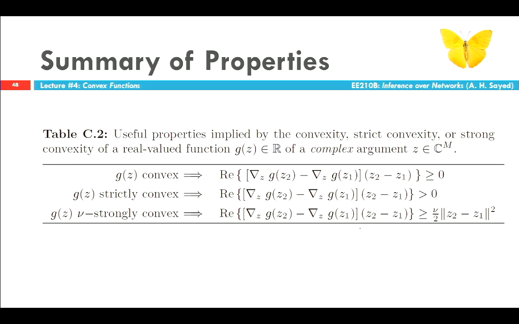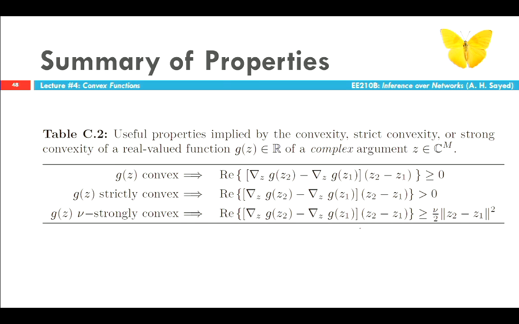Now, when I'm dealing with complex data, you see the only difference is you get the real part there. And there is one other subtle difference. This nu becomes divided by 2, because you had something like 2 reals. So if your function is nu strongly convex, in the complex case you have nu over 2. In the real case you just have nu. So we are going to carry this 2 with us.